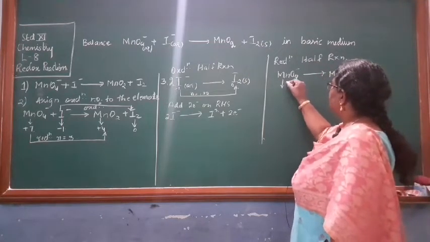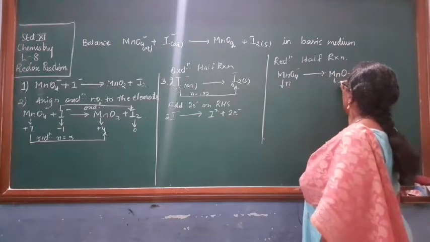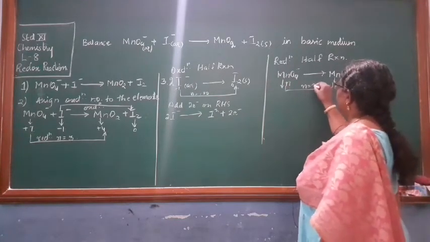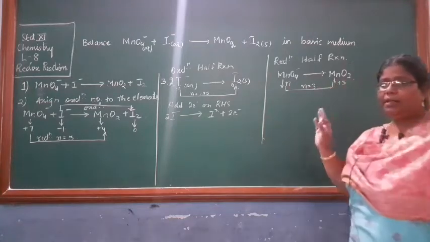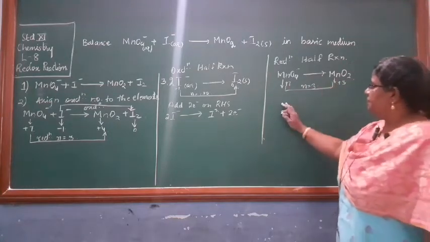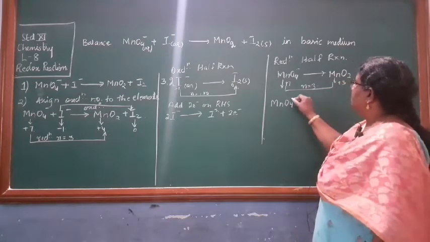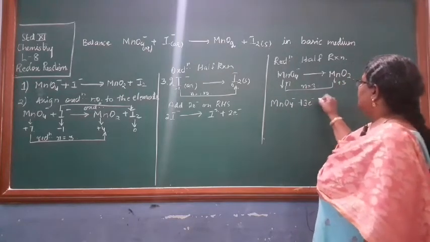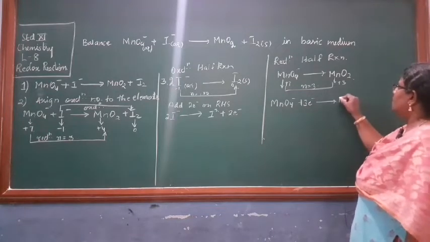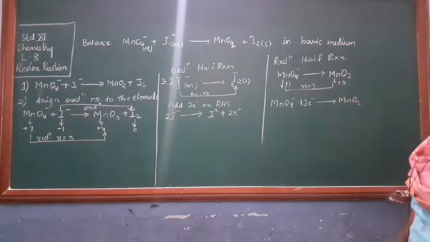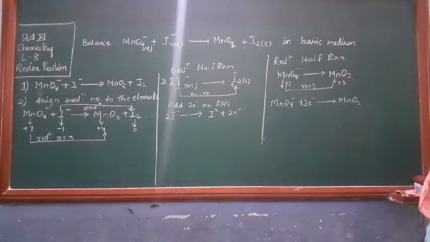Okay. Now here what is the situation? Here Mn is with plus 7 oxidation state, plus 3, meaning N is equal to 3 here. So where should I add the 3 electrons? To the left hand side. So I add MnO4 minus plus 3 electrons giving you MnO2. Okay? So now what is our next step?